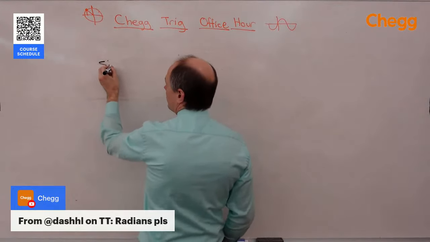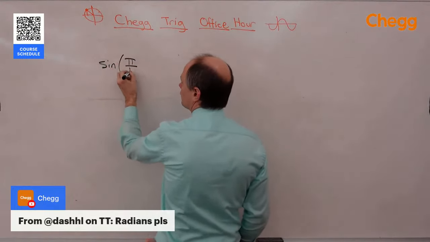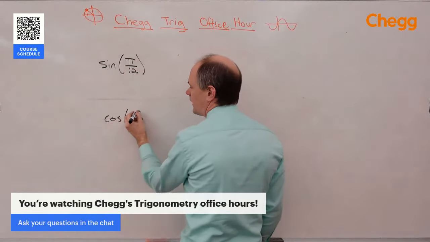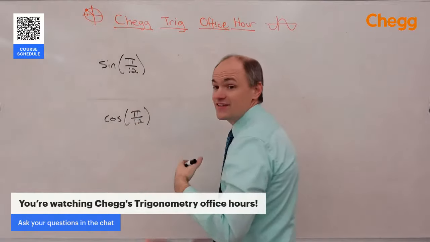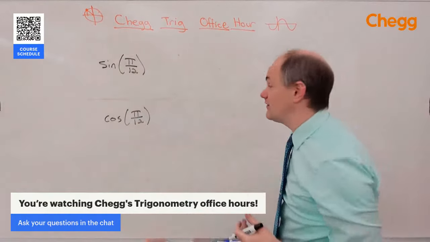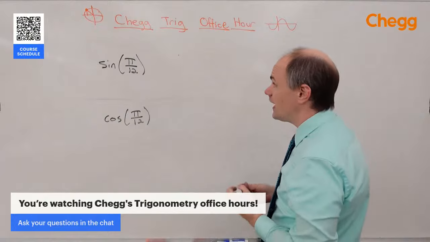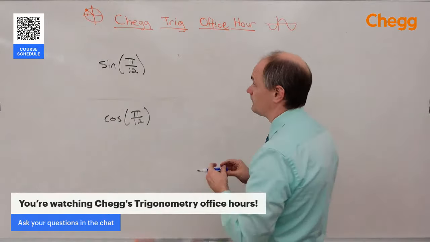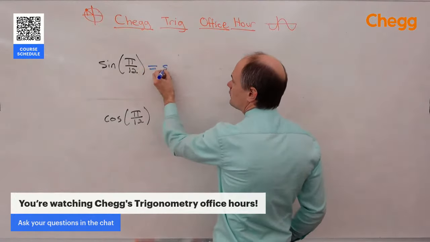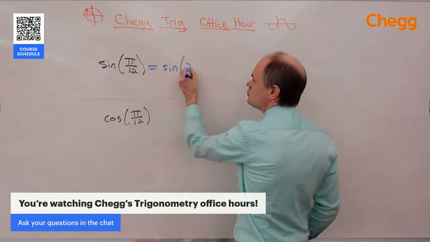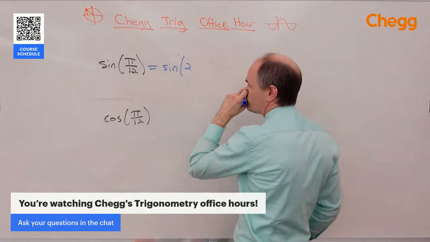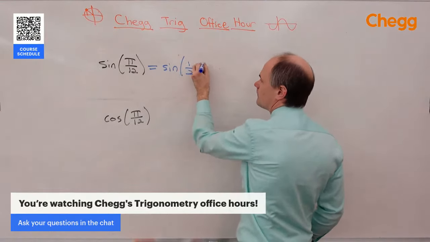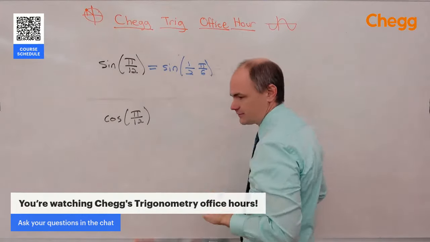We want to find the sine of pi over 12. That's going to be the y-coordinate. And the cosine of pi over 12, that's going to give us the x-coordinate of that point. Now, one way to think about pi over 12 is that it's 1/2 of pi over 6, right?